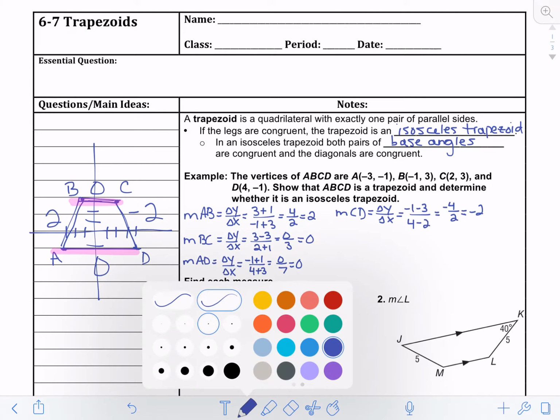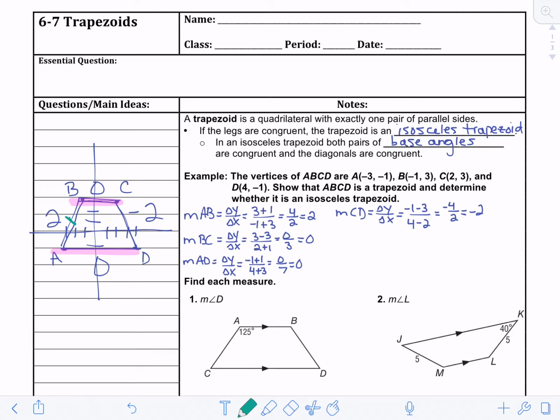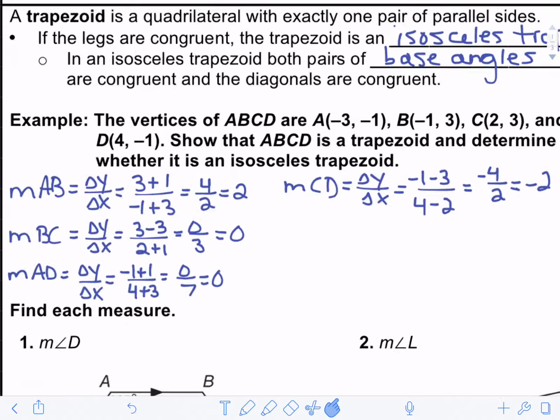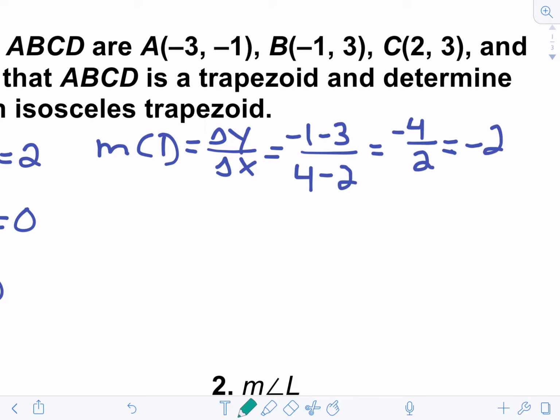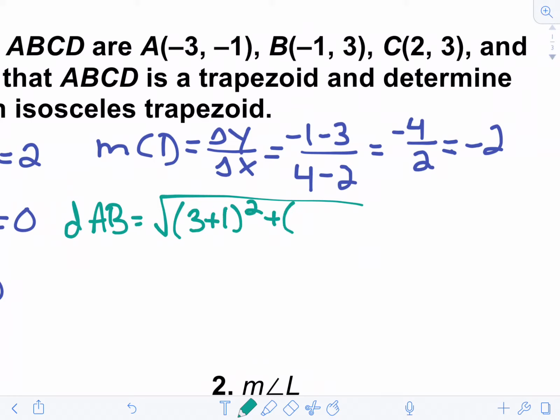To figure out if it's an isosceles trapezoid, I need these two pieces here, AB and CD. I need those lengths to be the same. So since we're talking about lengths, we're going to do the distance formula. So I'm going to find the distance of AB and then the distance of CD. So x2 minus x1 squared, so that'll be 3 plus 1 squared, plus y2 minus y1, so -1 plus 3 squared. So 3 plus 1 is 4, 4 squared is 16. -1 plus 3 is 2, 2 squared is 4. So that would give me the square root of 20.